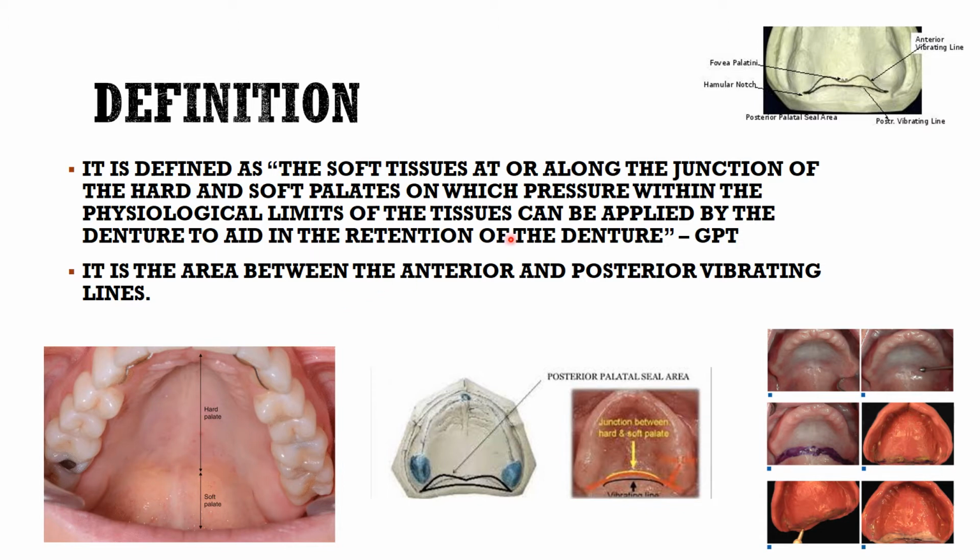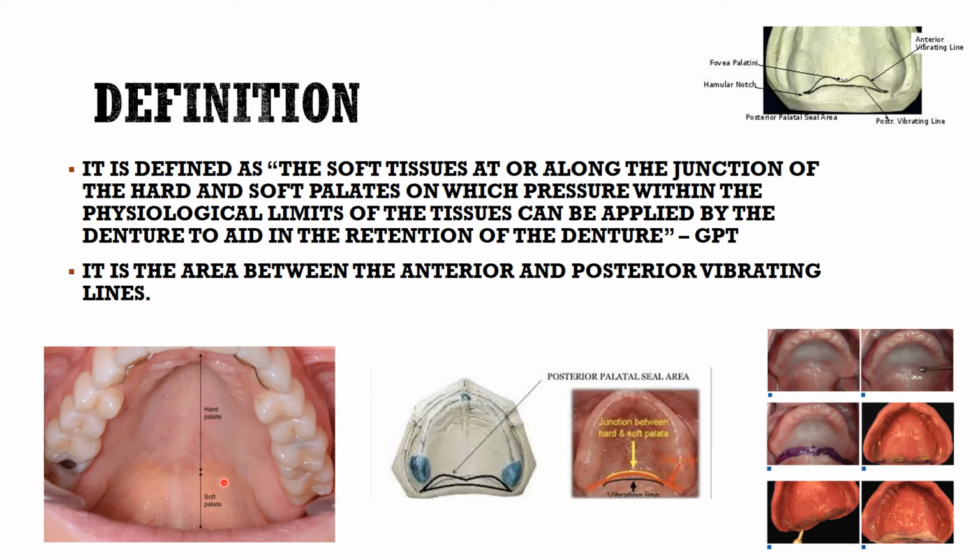Then, on which the pressure within the physiological limit of the tissues can be applied. Now you can apply the pressure on it by the denture. So the denture applies the pressure on this area within the physiological limits so that you can aid in retention of the denture. That retention is nothing but your denture doesn't fall off during functional movements, when the person talks, eats or something. At that time your denture shouldn't fall off. At that time you need a proper seal, and this is done by a posterior palatal seal area.